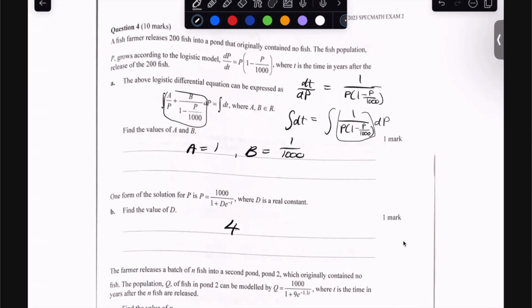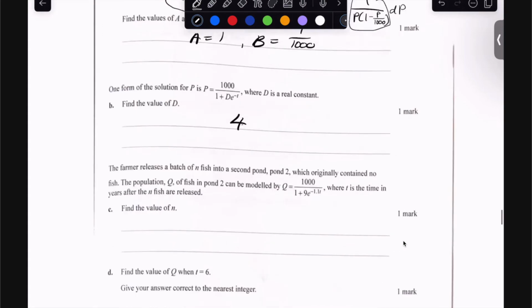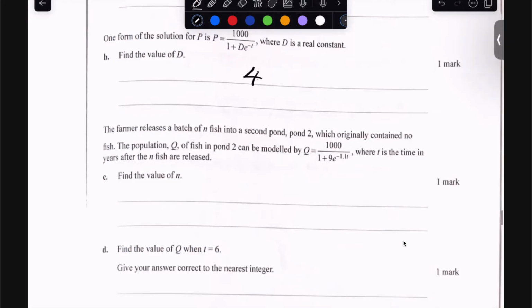Fish farmer releases 200 fish into a pond that originally contained no fish. So it grows, and then do we need to find the intersection point? I'm pretty confused here. We just sub in t is 0. So 1000 over 1 plus 9, which is 10, which is 100.